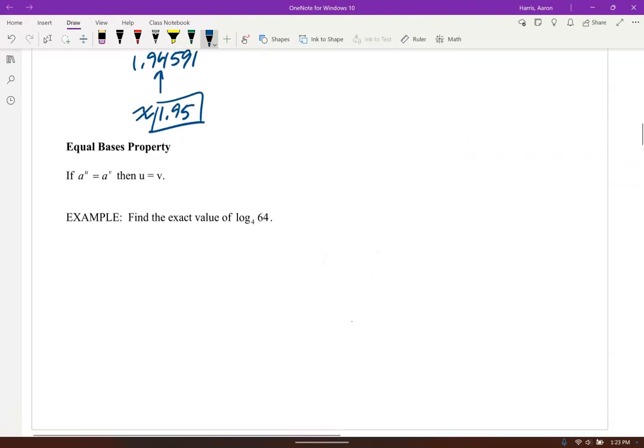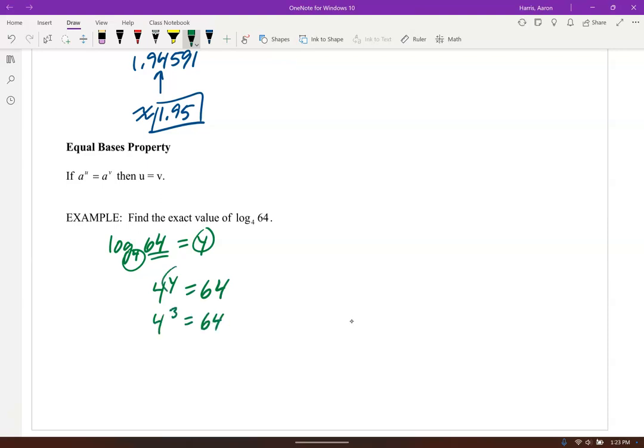Now, if you remember the equal bases property, if a to the u equals a to the v, then u has to equal v. And so we'll use that to help us solve something of the form log base 4 of 64. So what we'll do is we'll just set it equal to something, like y. Now let's use the fact that we have this logarithmic form, but we can put it in exponential form. So 4 to the y equals 64. And we're like, oh, 4 to the third must equal 64. In other words, y must equal 3.